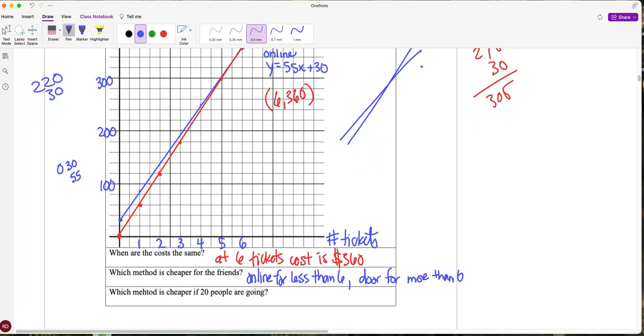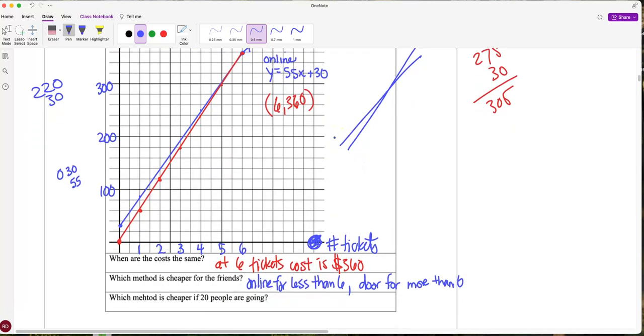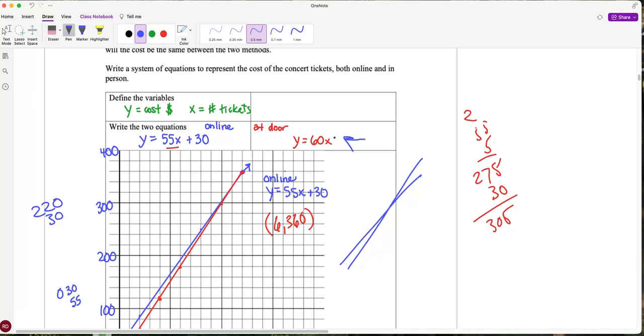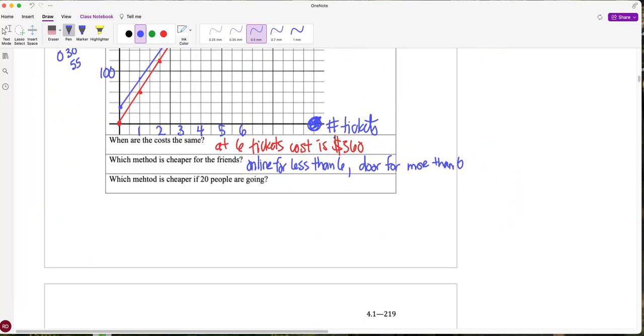Which method is cheaper if 20 people are going? 20 people is way over here. So we know that the red line is cheaper, but once they cross, the red line is going to be more expensive. The blue line will be cheaper. So cheaper will be online for 20 people.